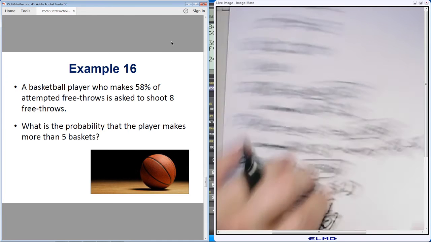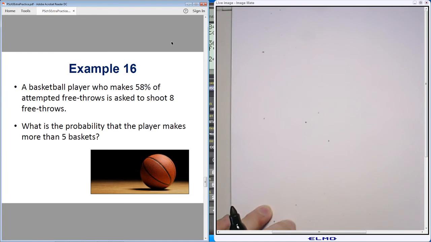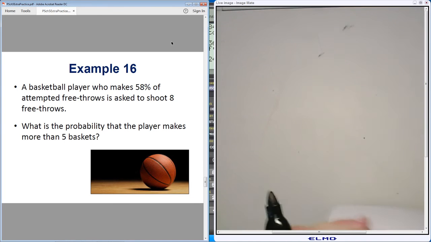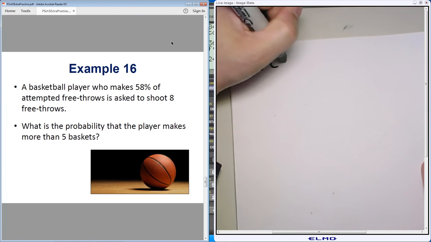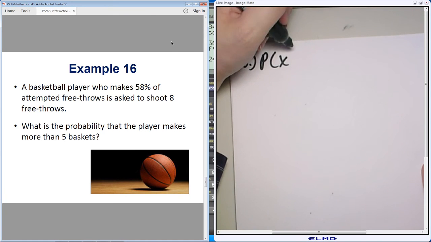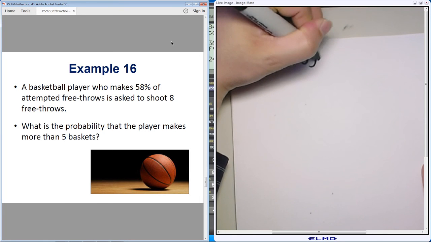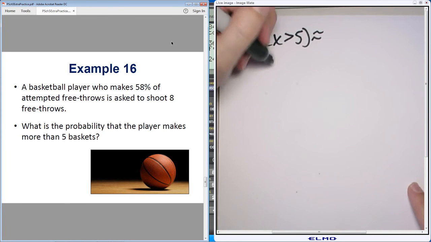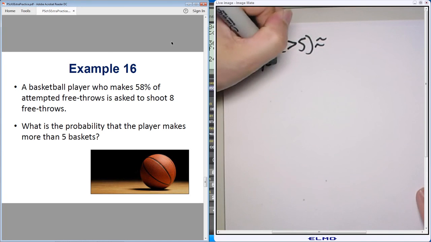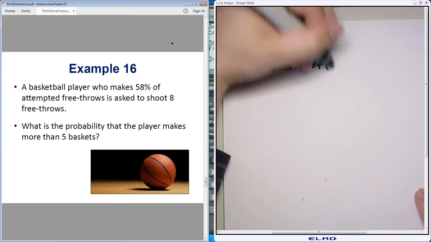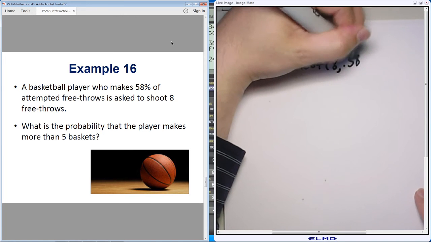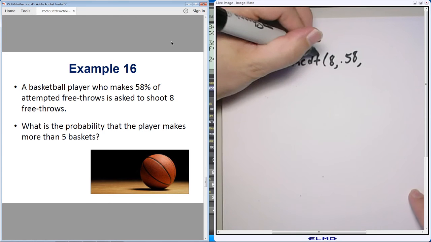Number 16. Same setup. It says, what's the probability the player makes more than 5 baskets? Greater than 5. Well, the calculator won't count up, so I know this has got to be 1 minus binom CDF. First 2 numbers are always the same. The third one's the one I got to watch for.